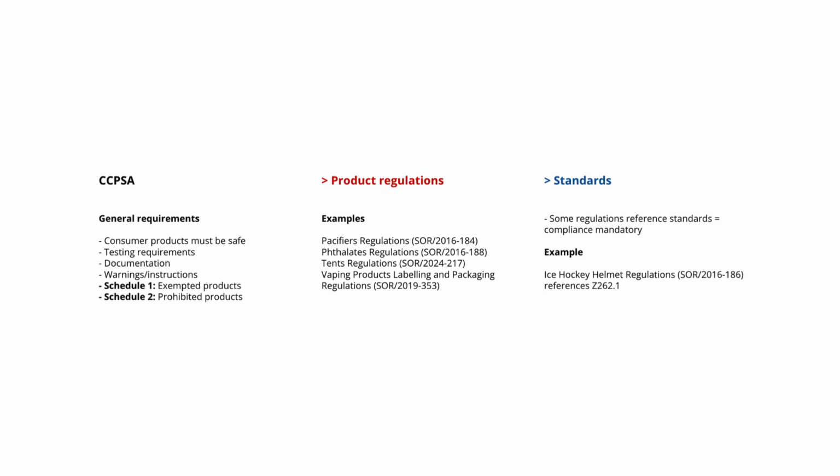And then there are product regulations. The way this works is that, as I said, the CCPSA sets the baseline requirements, whereas some products are covered by specific regulations that set additional requirements for those particular products. Let's say pacifiers or tents or certain vaping products or specific substances like phthalates. Meaning, if your product is covered by one or more of these, then you also have to comply with these requirements in addition to the CCPSA requirements. Some of these regulations also reference product standards, meaning that if you sell, say, ice hockey helmets covered by this regulation on the right, then you also have to comply with the standard titled CSA Z262.1.